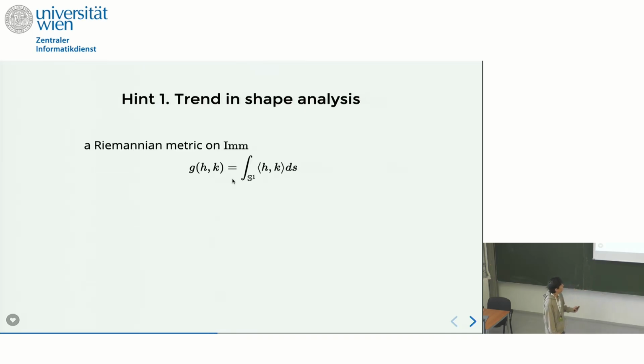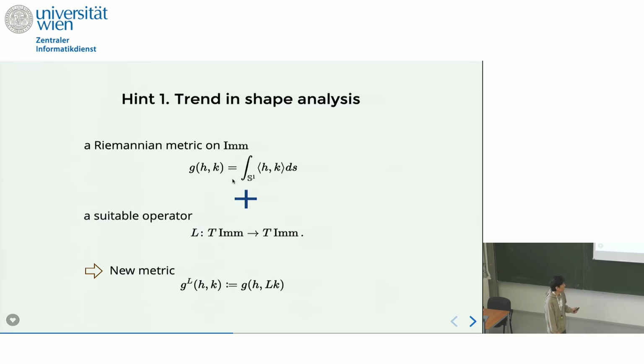Like this guy, who defined the Riemannian metric on the space of curves. I just take the inner product between h and k, and I integrate over all the samples. And this L2 inner product is a starting point. And there is a trend to plug some nice operator in from the tangent bundle to itself to get another metric.